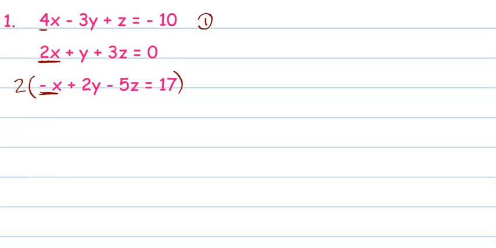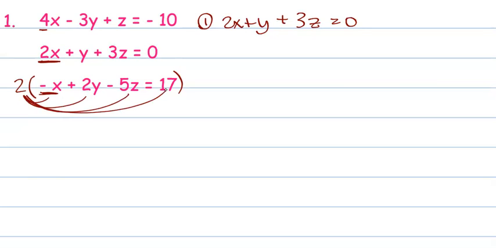It's just going to be a consequence of me multiplying by 2. So we can say step 1 is 2x plus y. This one doesn't change at all. I didn't have to do anything to that one. But this one here, I'm going to distribute this 2 through to all 4 terms. And I get -2x. I get 4y. I get -10z and 34. Sorry for the bad writing here.